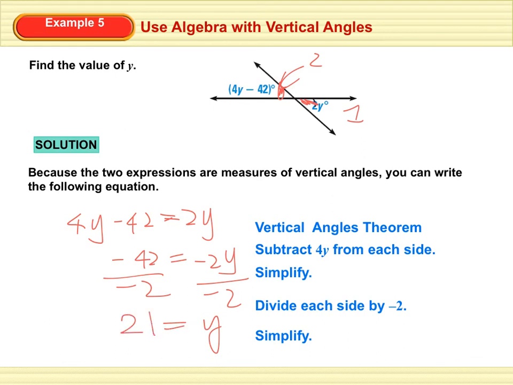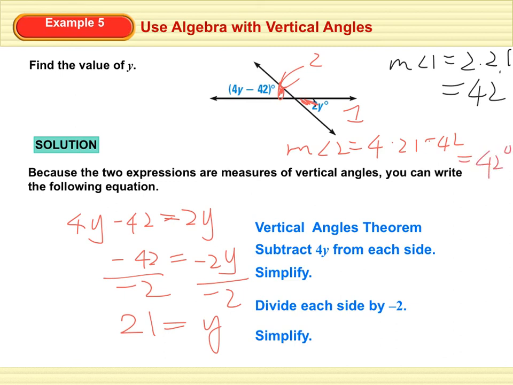Now, let's see if we can verify. If y equals 21, the measure of angle 1 is 2y. So it's 2 times 21, and that I would have 42. Now angle 2, the measure of angle 2 is 4y minus 42, which is 4 times 21 minus 42. 4 times 21 is 84. 84 minus 42, I have 42 degrees as well.